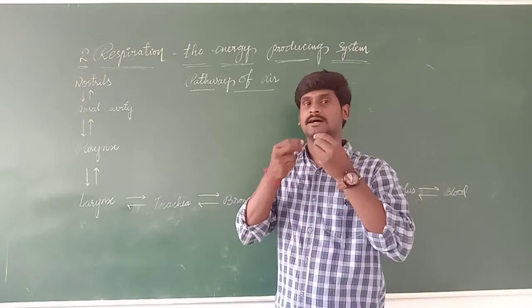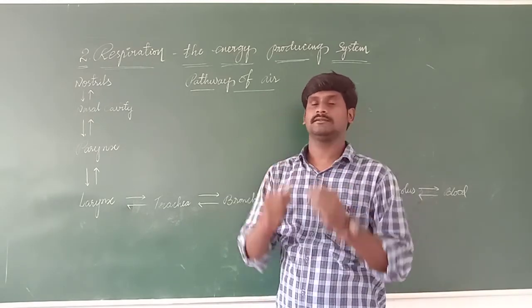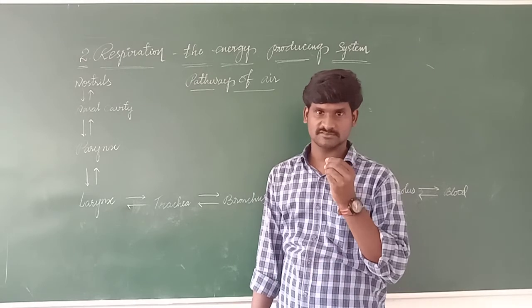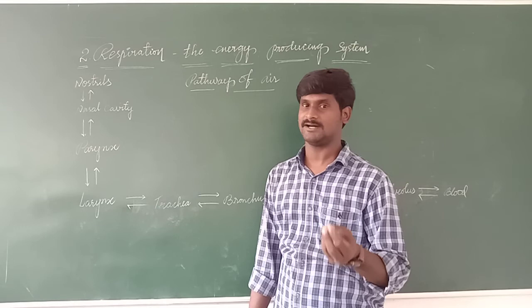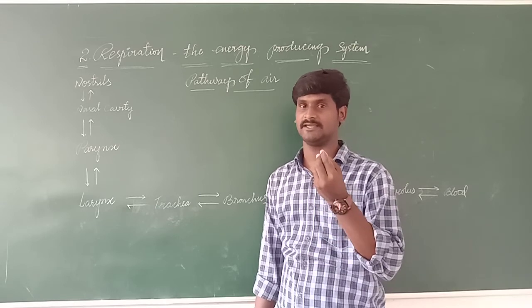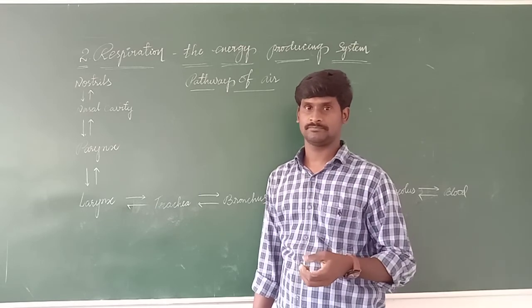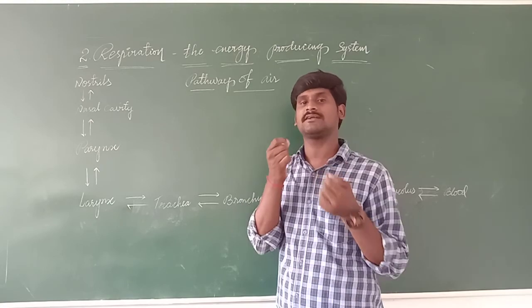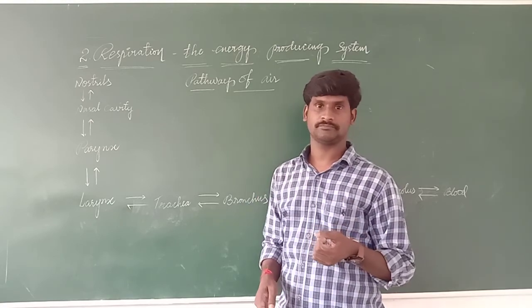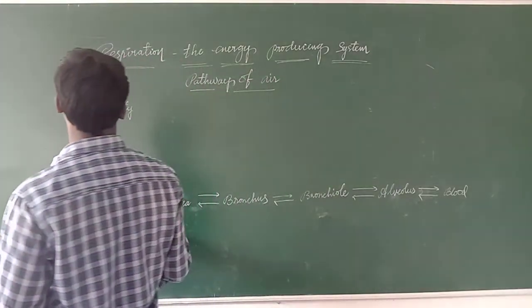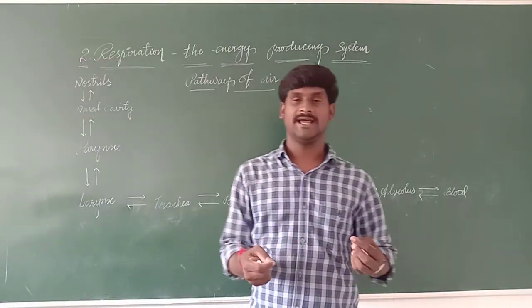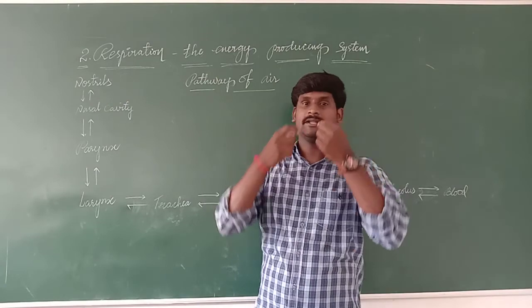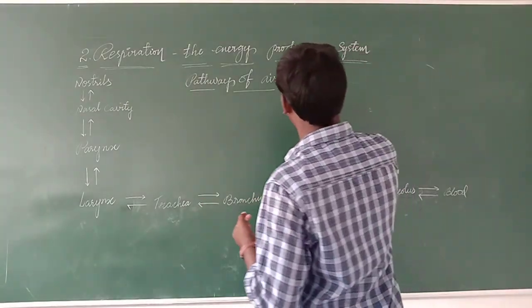By the nostrils, air enters into our body. The first step in the pathway of air is the nostrils. These two holes are called nostrils. And after the nostrils, the next one is called the nasal cavity. The nasal cavity means here we have a pipeline.